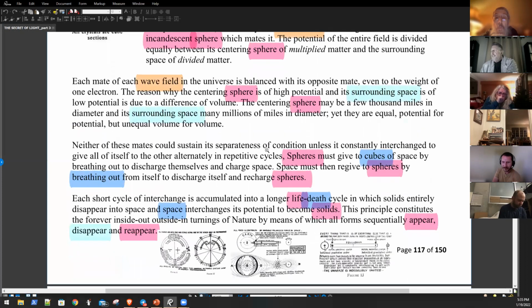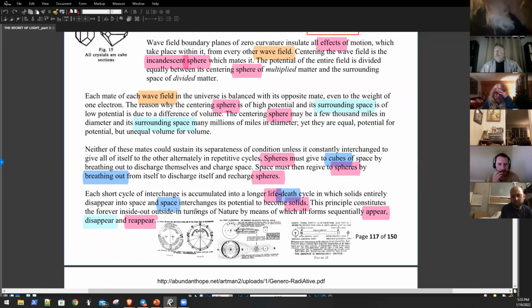could sustain its separation of condition unless it, okay, we talked about that. So spheres must give to cubes of space. So the red, the hot, the male, must give to cubes, the cold, the female, the negative, of space by breathing out. The breath, breathing out to discharge cubes of space. So again, when you think about breathing out, this is radiation, this is the death cycle, this is the negative, this is female. Space must then re-give to spheres by breathing out from itself to discharge itself and recharge spheres. So as space breathes out, it recharges the spheres.